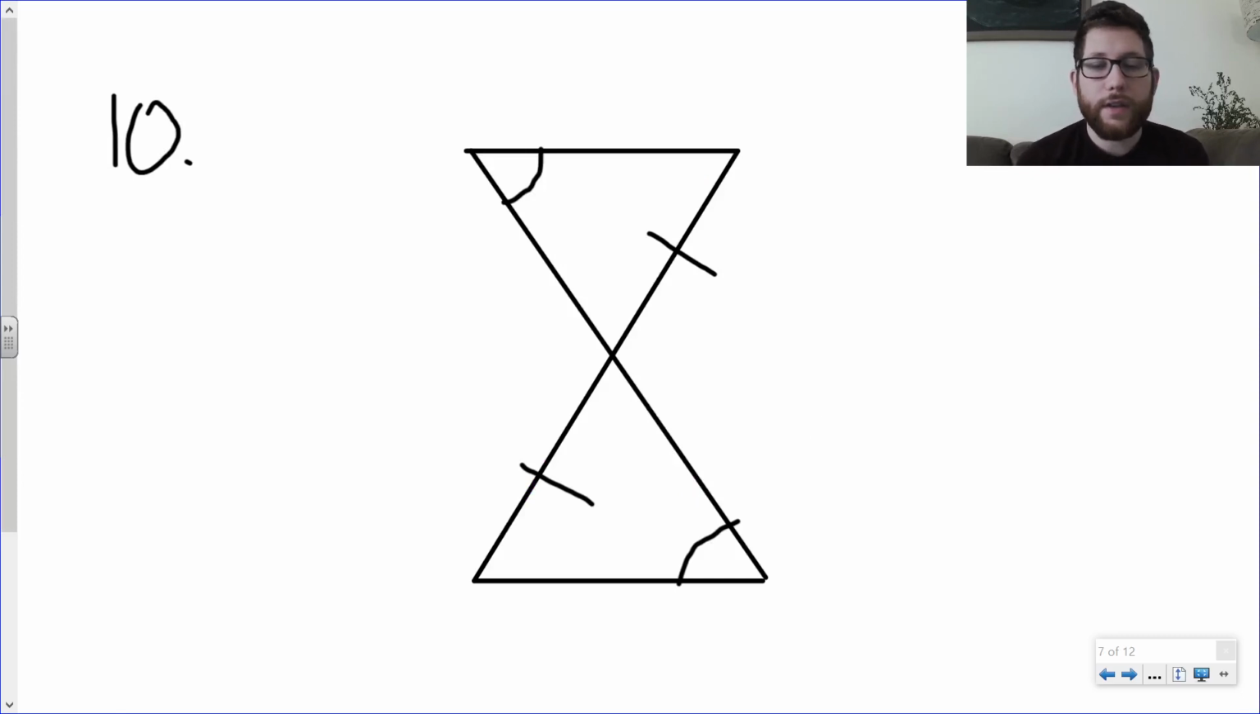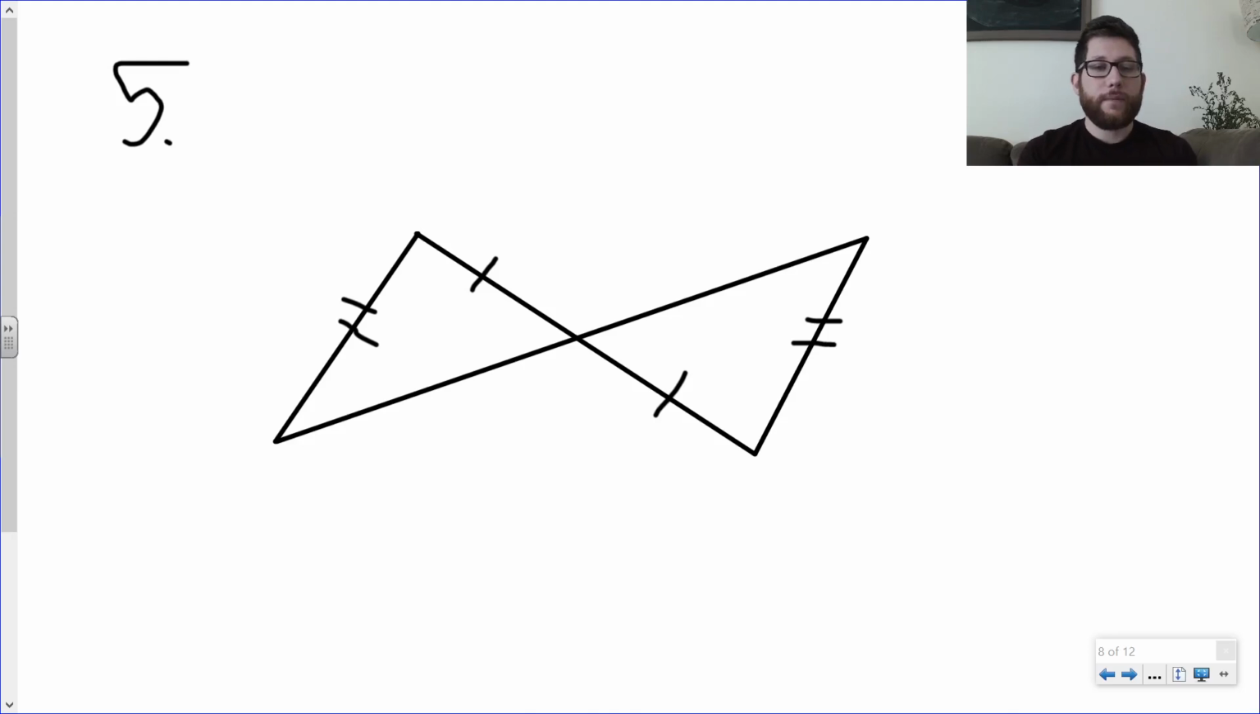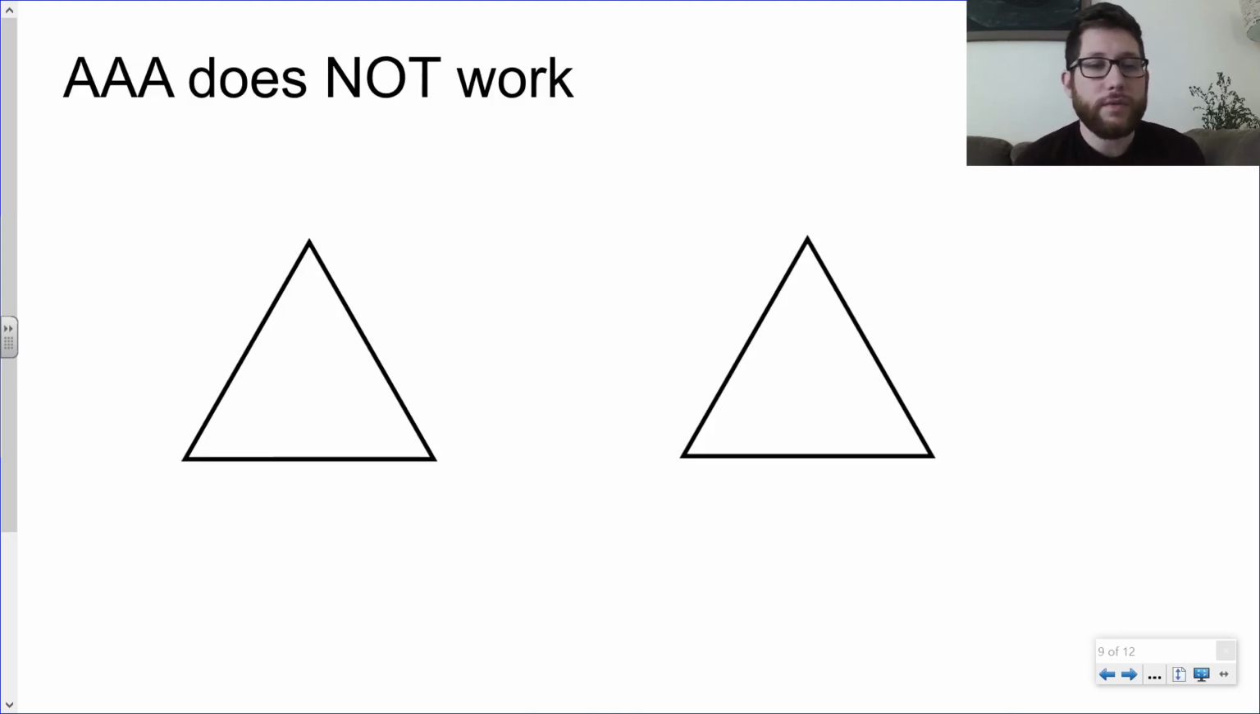Alright, here's another case. We got a vertical angle here. This is maybe a little more of a straightforward problem. We've got an angle and a side. So some examples like that. Alright, so let's take a look at some other examples. One that does not work. So this is going to be the last one we cover here today.